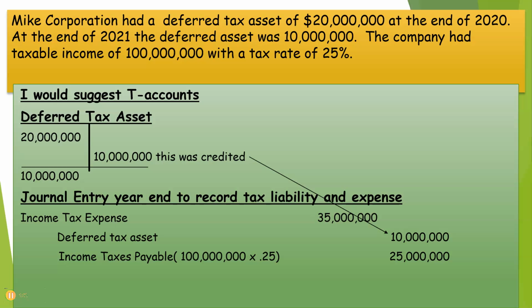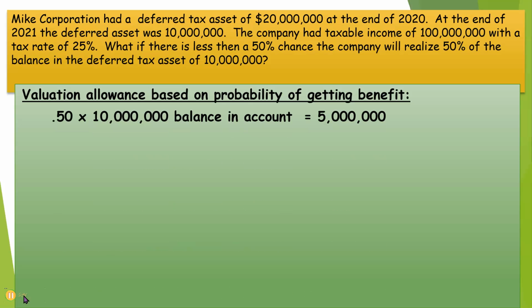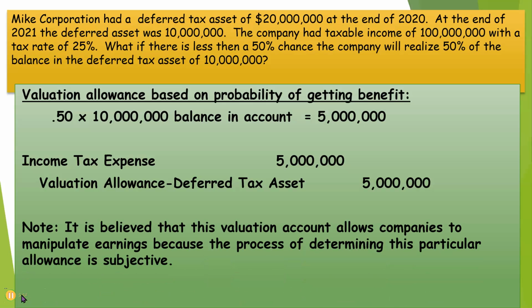Now, what happens if we assume that at year-end only 50% of the balance in the deferred tax asset account is going to be realized, and we don't have a current balance in the allowance account? Well, 50% times 10 million gives us $5 million that has to be written down. So we would go valuation allowance, deferred tax asset, and income tax expense, we'd add $5 million to it. Now, it is believed that this valuation account allows companies to manipulate earnings because the process of determining this particular allowance is subjective, but hey, that's true of all estimates that we use in accounting.